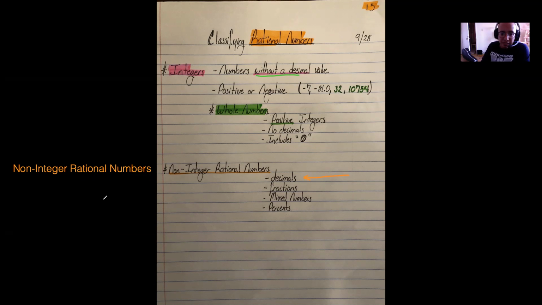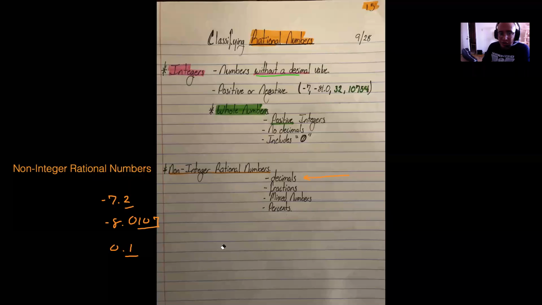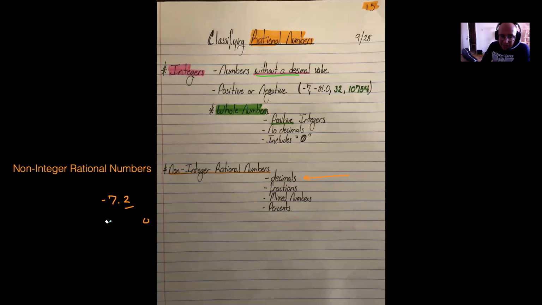Okay? Think of something like negative 7.2. It does have a value after the decimal. Negative 8.0107. It does have a decimal value. 0.1. It does have a decimal value. All right? Anything that has a decimal value is not an integer. What else is not an integer?